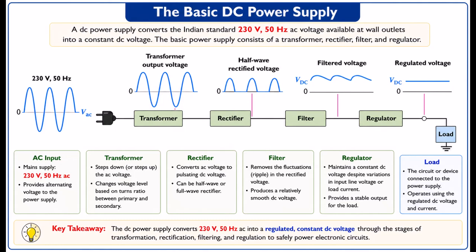The essential point is that each stage performs a specific function. Transformation changes the voltage level. Rectification makes the current unidirectional. Filtering smooths the voltage. Regulation keeps it constant. Together, these stages convert the mains AC supply into the safe, stable DC voltage required by electronic circuits.